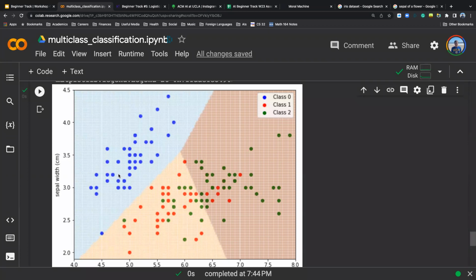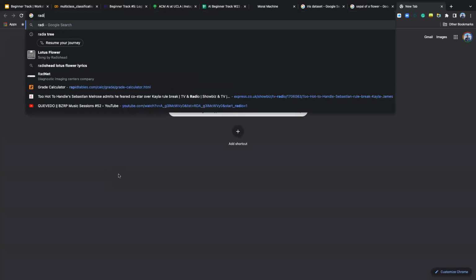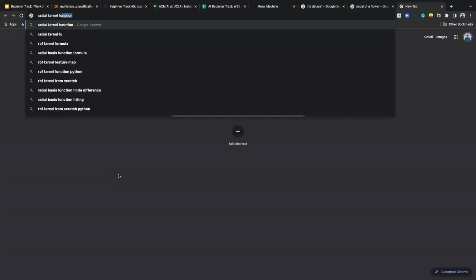Basically, if these are your points, support vector machines, with the kernel function, can arrange points radially. You can think of a kernel function as converting this scattered thing. Actually, I don't know if you'll be able to see it. Let me show you an example of a kernel function online. Radial kernel function.